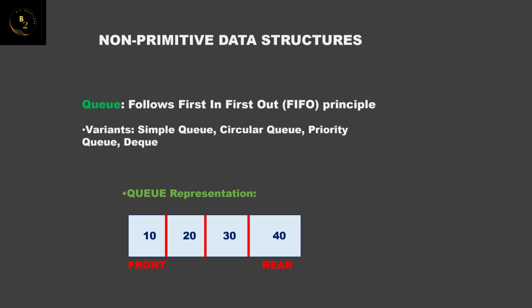It is an abstract data type and can be implemented using arrays or linked list. Basic operations in queues are enqueue, add an element at the rear of the queue, and dequeue, remove an element from the front, peek or front, view the first element without removing it, and is empty, check if the queue is empty or not. Types of queues are simple queue, circular queue, priority queue, and double-ended queue.